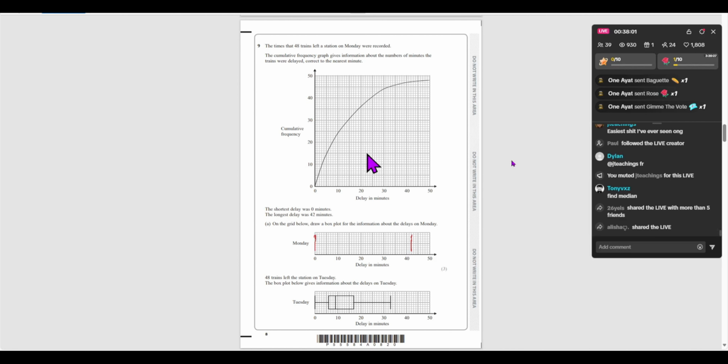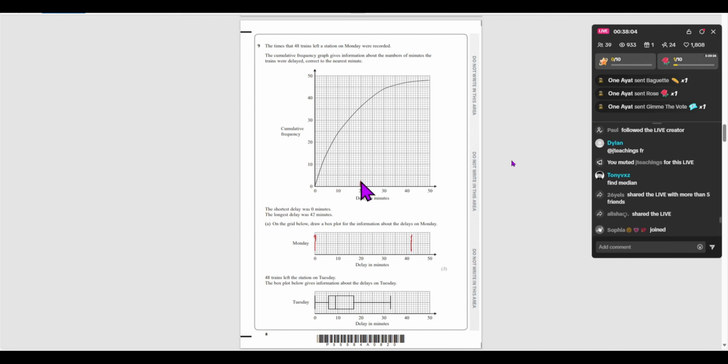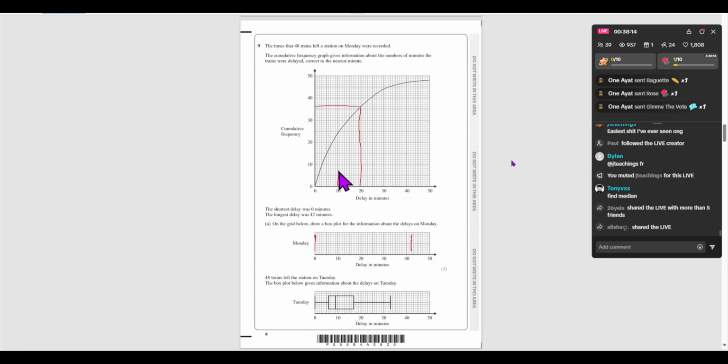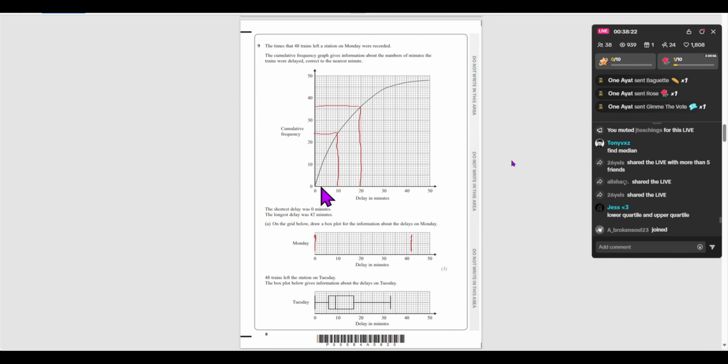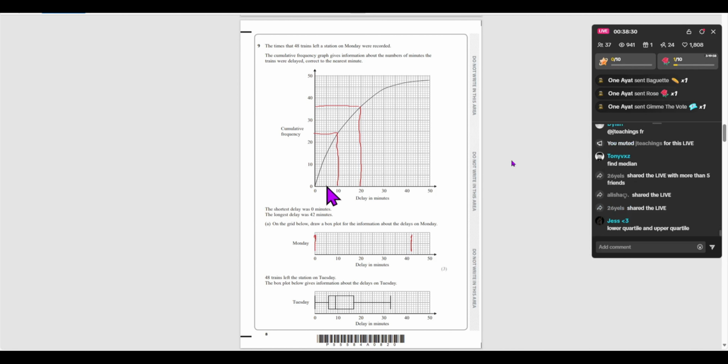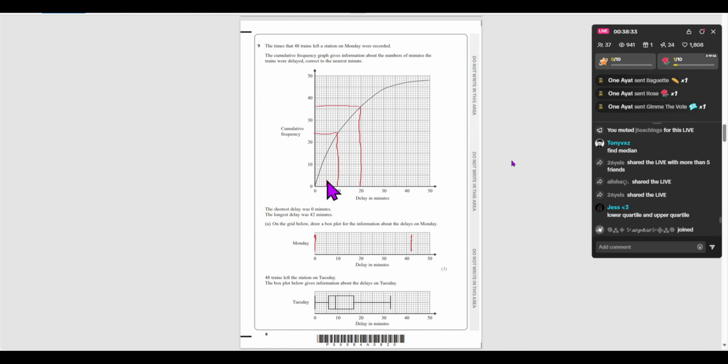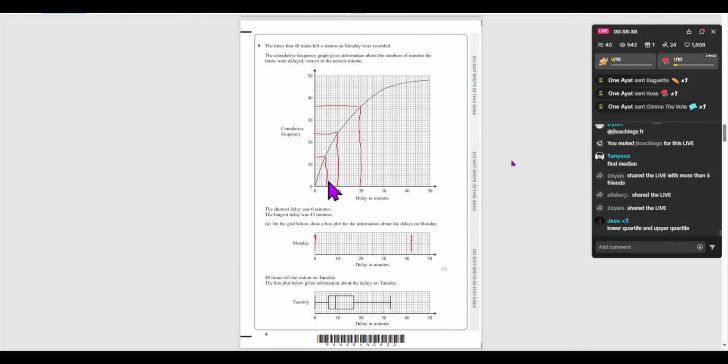So the 20, if you draw a line here, 20 will be about 36, 10 will be 24, and then 5 will be about 5 over here. Yes, you would do the lower quartile and upper quartile. About there. My lines are a bit wonky, but you know what I mean.